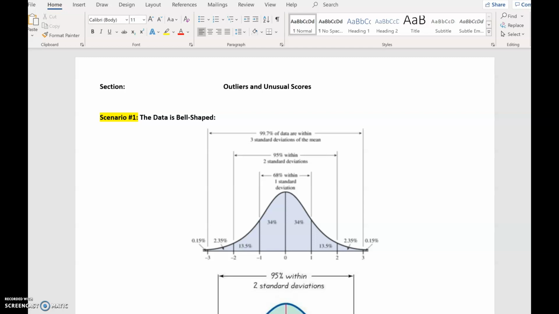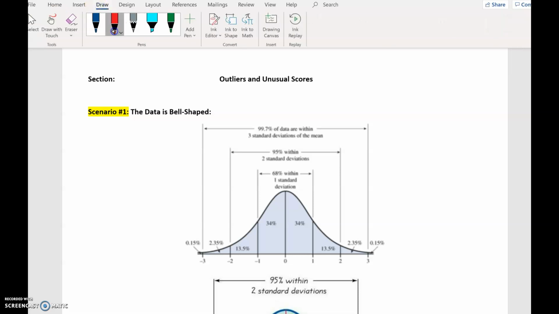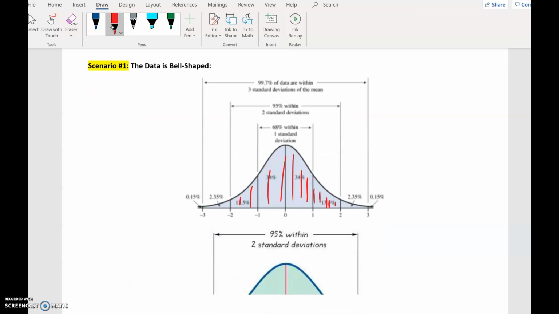Hi class, we need to talk about the next topic, and in this topic we're going to go back and review outliers. In this section, we're basically going to call them unusual scores. So here's the idea. The first scenario that we're going to encounter is a data set that happens to be technically bell-shaped. And the portion that we're looking at is this section that is within a total of 2 standard deviations away from the mean.